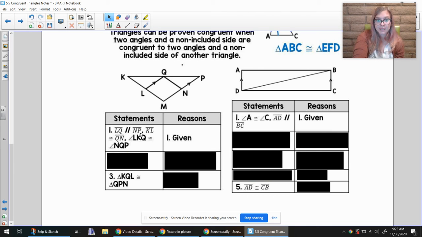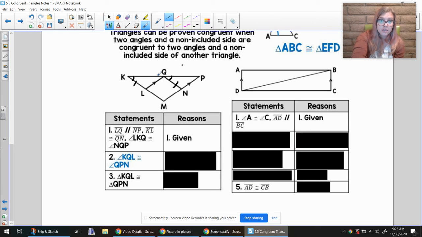So we have LQ is parallel to NP. KL is congruent to QN. And LKQ is congruent to NQP. So the first thing we're going to do here is we are going to state that KQL is congruent to QPN.